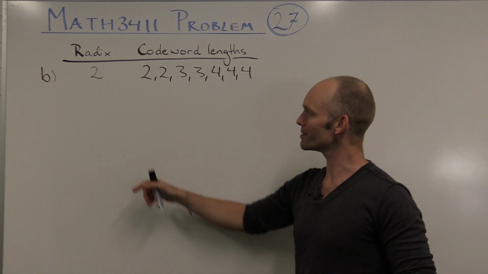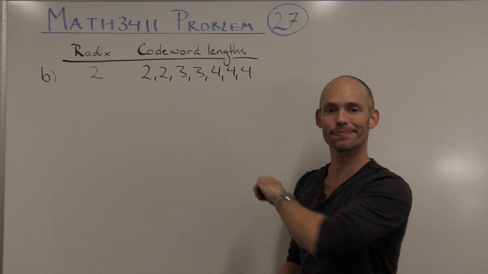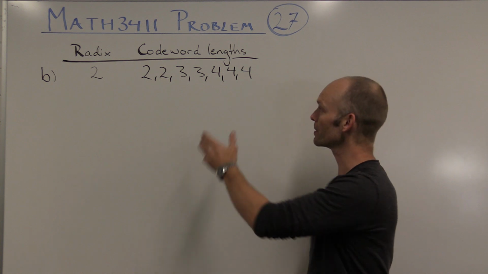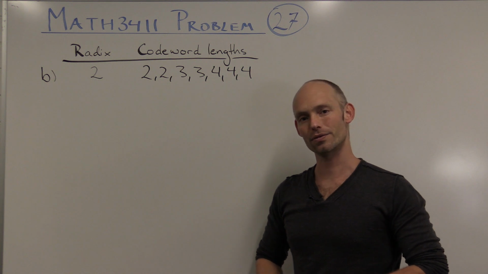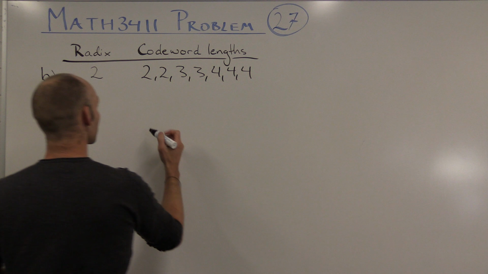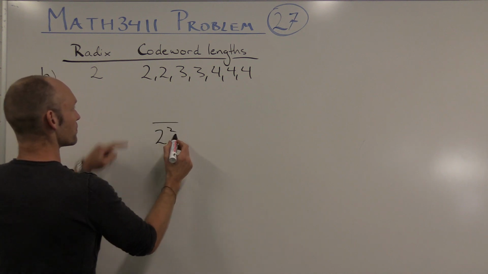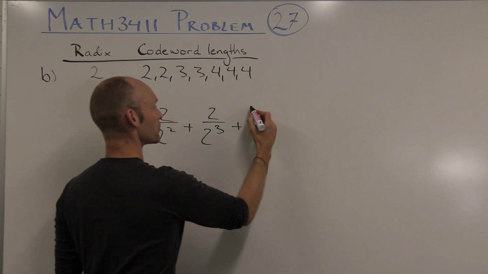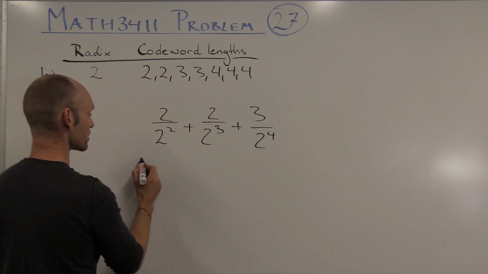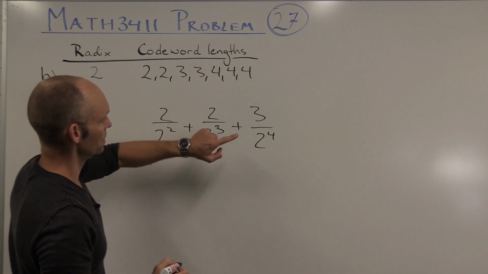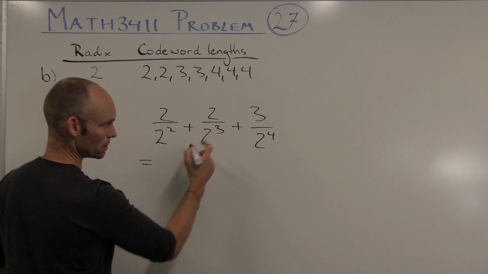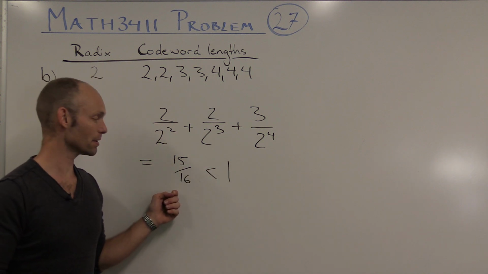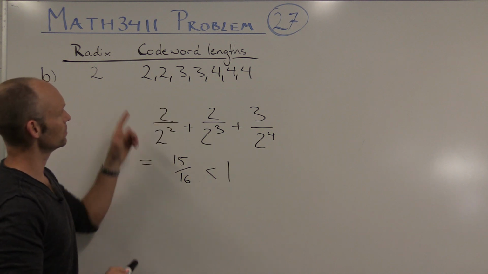So now in part B, we're still dealing with radix 2, but now we have 7 code words, with lengths 2, 2, 3, 3, 4, 4, 4, respectively. And the question is again, can we construct an instantaneous code with these parameters, with that radix and those code word lengths? We could quickly check whether we can by the Kraft-McMillan theorem by just saying 1 over 2 to the power of 2, and we've got 2 of those, plus 1 over 2 to the power of 3, and we've got 2 of those as well, plus 3 divided by 2 to the power of 4, and that gives us 1/2 plus 1/4 plus just under another quarter, 15/16, which is less than 1. So apparently we can, by the Kraft-McMillan theorem, find an instantaneous code with these code word lengths.